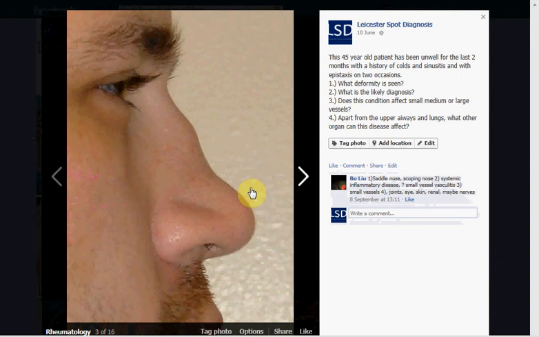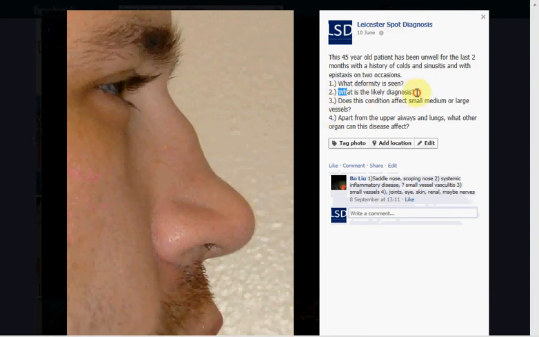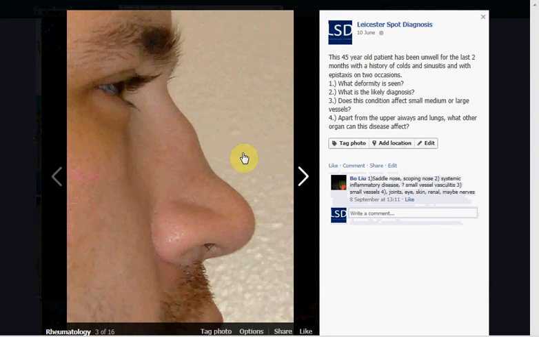Next case. This is a 45-year-old patient who has been unwell for the last couple of months. Cold, sinusitis, epistaxis on a couple of occasions. What deformity is seen? Now, this is saddle nose deformity. It should be straight, it's dipped in. Saddle nose deformity. And what is the likely diagnosis? Well, given the history, this will be Wegener's granulomatosis. Saddle nose may also be seen in syphilis or relapsing polychondritis.